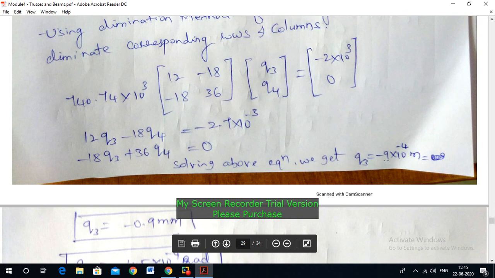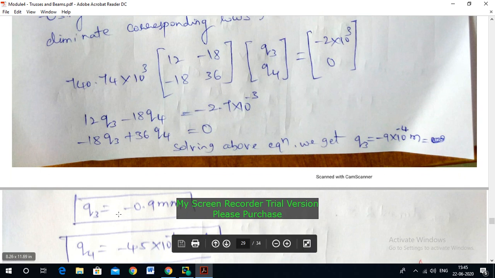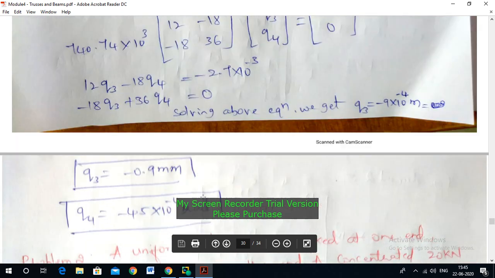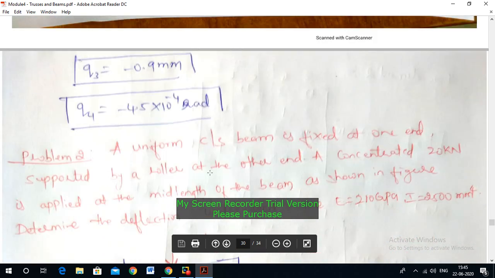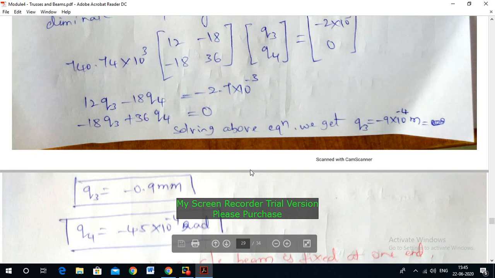Solve the above two equations and I will get Q3 as minus 9 into 10 power minus 4 meter. Convert that: Q3 is equal to minus 0.9 mm, and Q4 is equal to minus 4.5 into 10 power minus 4 radians. This is the final answer. Radian.